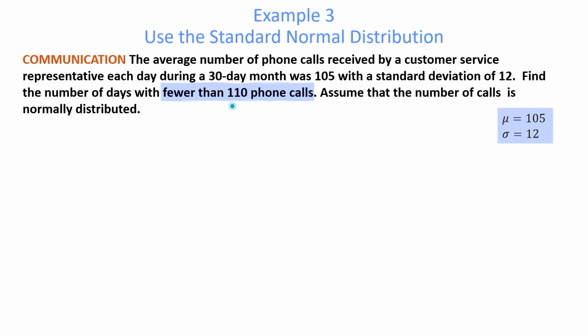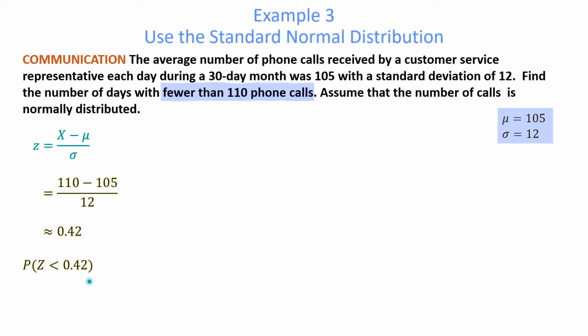So we need to find the corresponding Z value using this formula. Substitute X equals 110, the mean and the standard deviation into this formula, and we get the following. When we calculate this, we get approximately 0.42, which is our corresponding Z value for this given data value 110. Now let's see what type of probabilities we need to work out. We want fewer than 110 phone calls, so the corresponding probability would be the probability Z is less than 0.42.